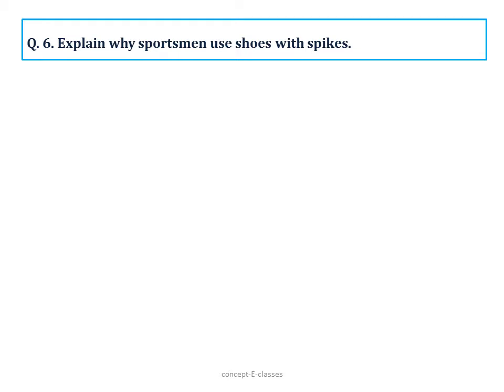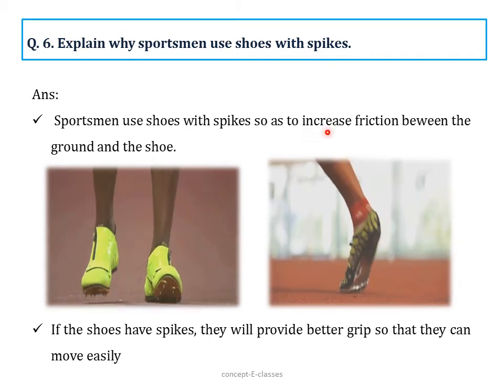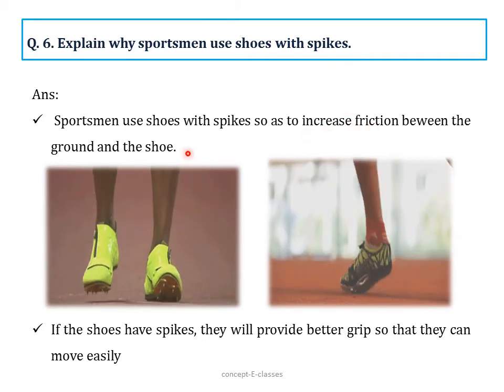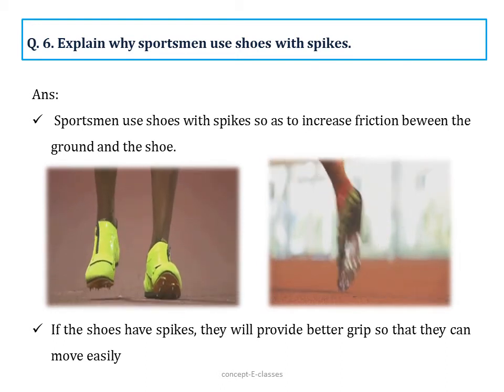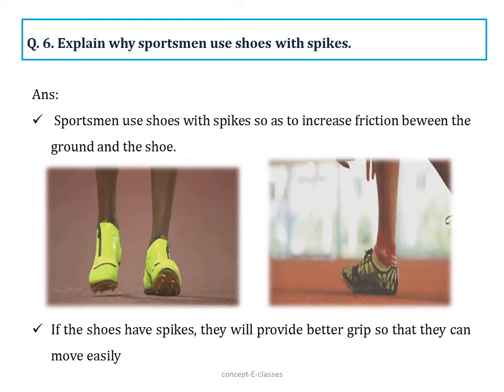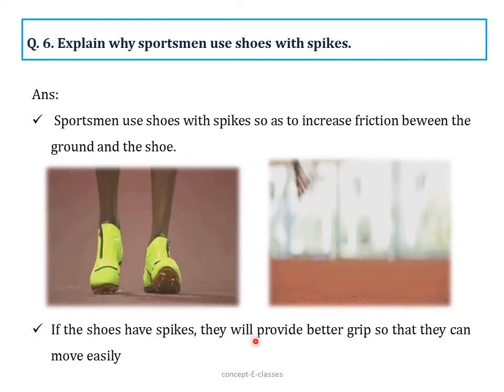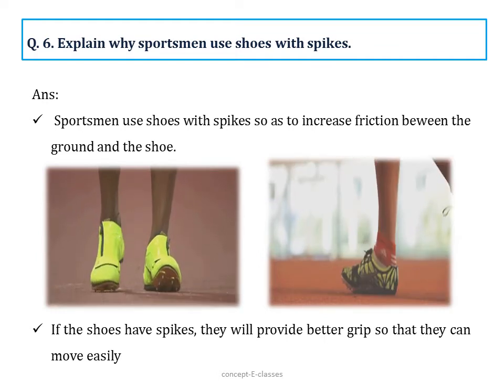Question number 6. Explain why sportsmen use shoes with spikes. So as to increase the friction between the ground and the shoe. We know that sportsmen move around, run and jump, and they require a lot of friction between the ground and the shoe. So if shoes have spikes, they will provide a better grip so that they can move easily.